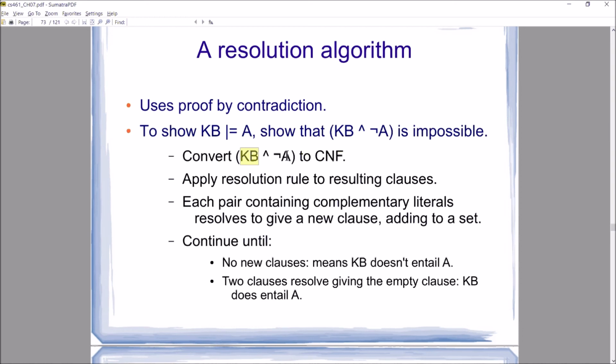Okay, therefore, the knowledge base must entail the sentence that you're trying to determine if it entails, right? So we're trying to show that the knowledge base and the negation of the sentence is impossible, right? And so if you end up with that empty clause, then that means that this is not possible. And if that's not possible, it means that A is entailed by your knowledge base.